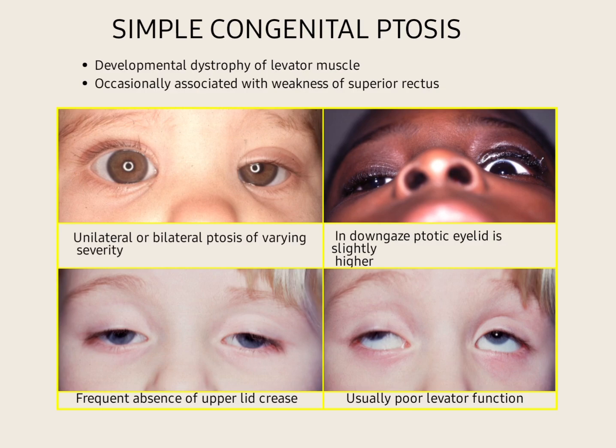We have another picture on the bottom left, which shows frequent absence of the upper lid crease. Both eyes just look straight and they look almost the same. Sometimes in that case it's difficult to note because they are all sitting in a particular fashion. While in the other one, usually poor levator function is more seen in the right eye as compared to the left eye, but both eyes are also manifesting ptosis.